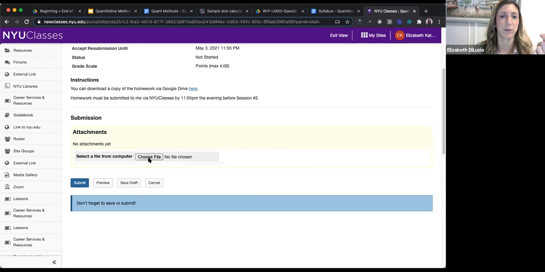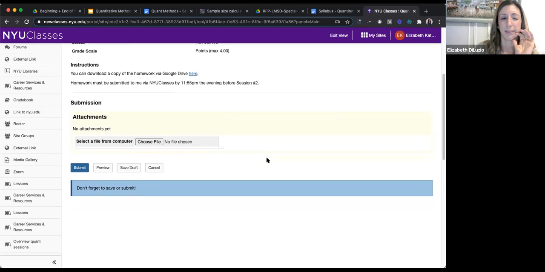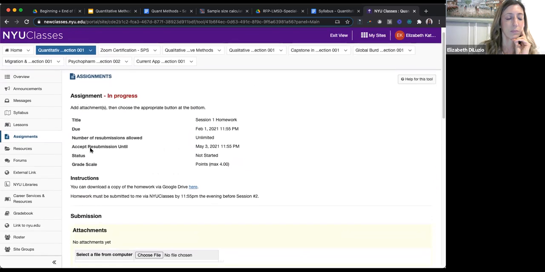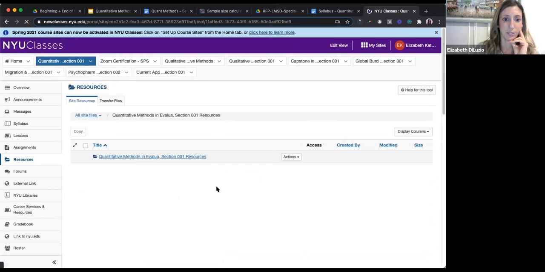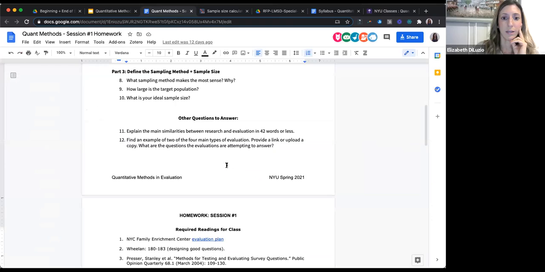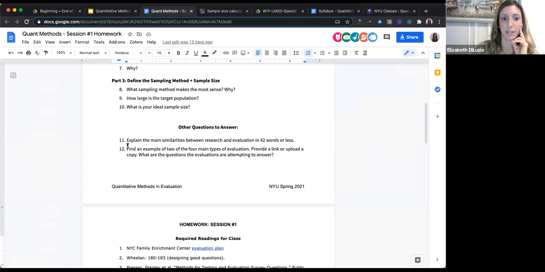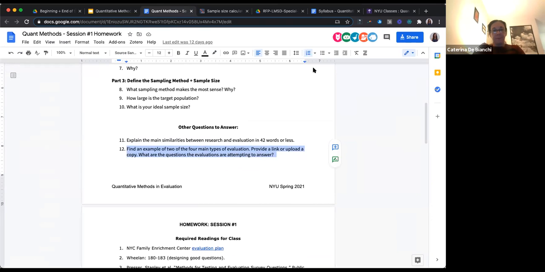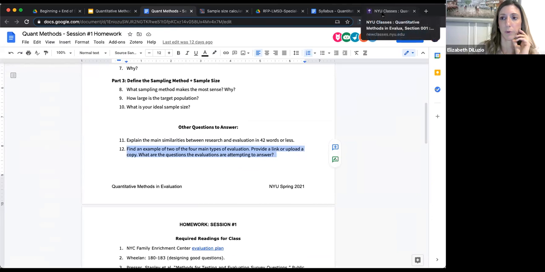So if you find that you're having trouble and you can only upload 1 file, just shoot me an email and I'll change the permissions. I think it's fine though. And then the resources. Sorry, which 2 evaluations are you referring to here? Here in the other questions to answer. So number 12, find an example of 2 of the 4 main types of evaluation. So you'll just upload that report.